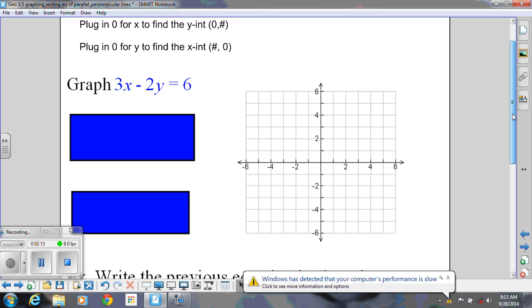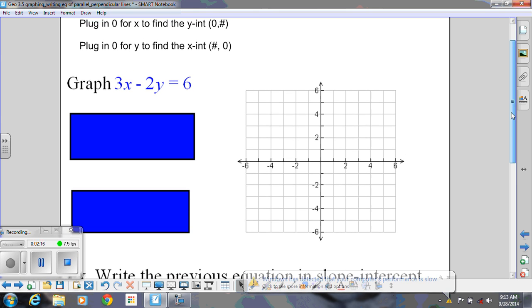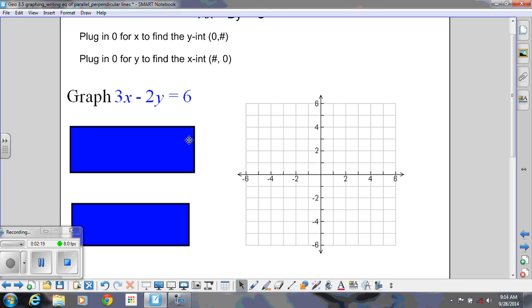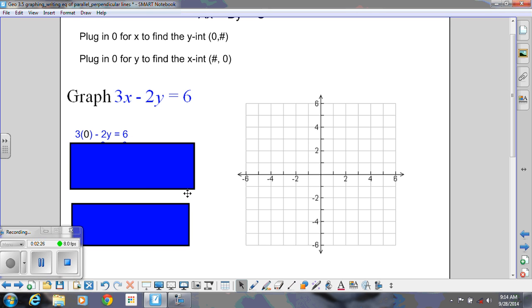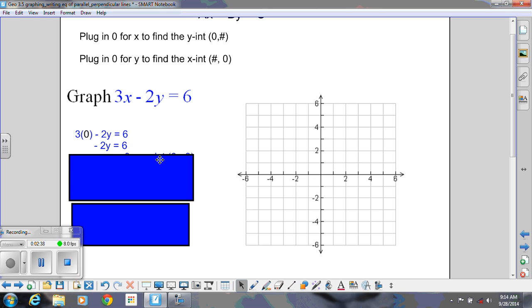Here's our example. I have 3x minus 2y equals 6. So the first thing we're going to do is plug in 0 for the x. Now when I do 3 times 0, that just gives me 0. So I essentially just have negative 2y equals 6. If you might have been taught the cover-up method, you would cover up this part and just look at the negative 2y equals 6. Well, that's why. When you cover it up, it's because you plugged in 0. So if I solve this for y, I get y equals negative 3, and that is my y-intercept.